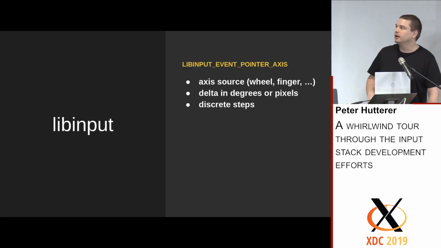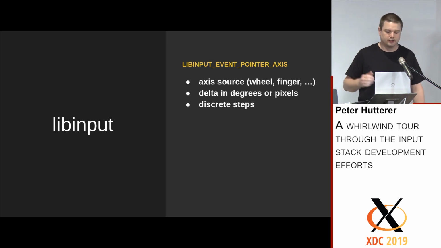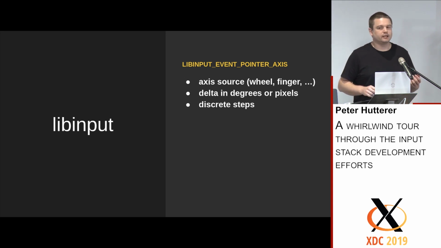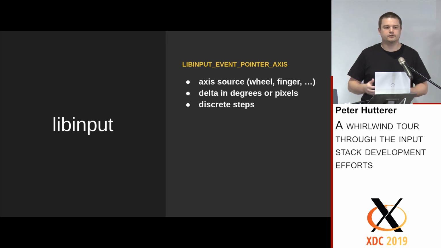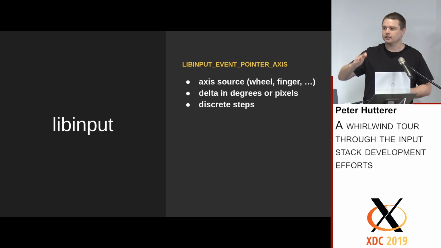In libinput, scrolling events are sent through as LIBINPUT_EVENT_POINTER_AXIS, historical naming basically, that has 3 bits of information. We have an axis source, which is either wheel or finger or continuous and so on. For this talk, I'm only going to care about wheel. We have a delta in degrees for wheels, or in pixels for touchpad scrolling and so on. And we have an extra value that gives us the axis scrolling in discrete steps. So on a traditional mouse, you get a pointer axis event with a source wheel, you get a delta of 15 degrees, and you get a discrete step of 1 for every wheel click.